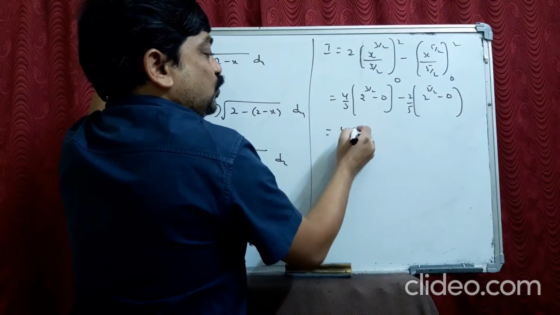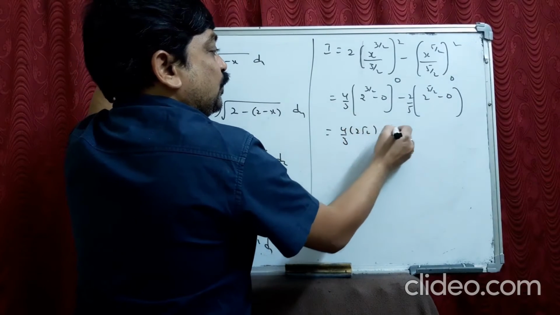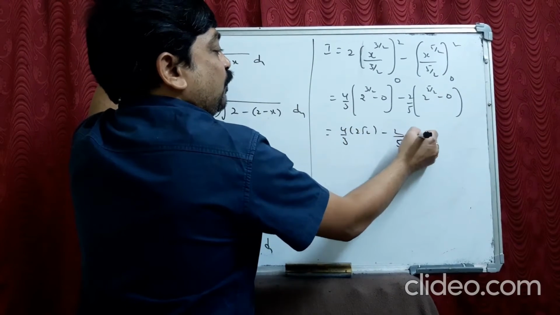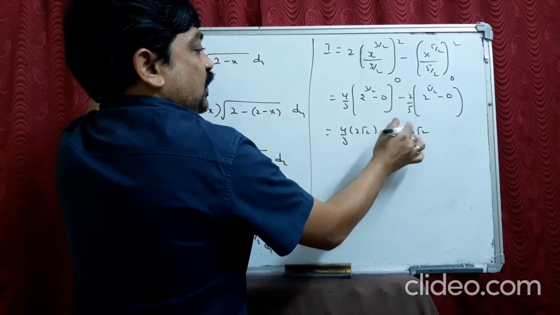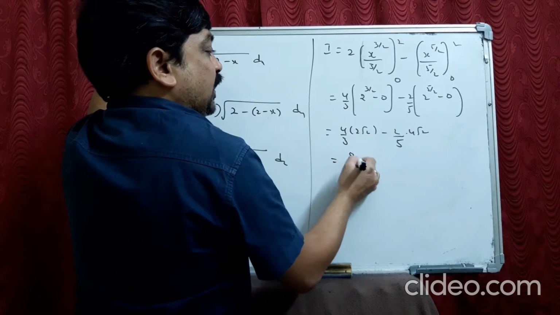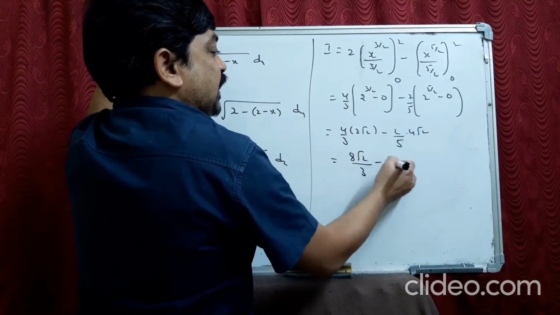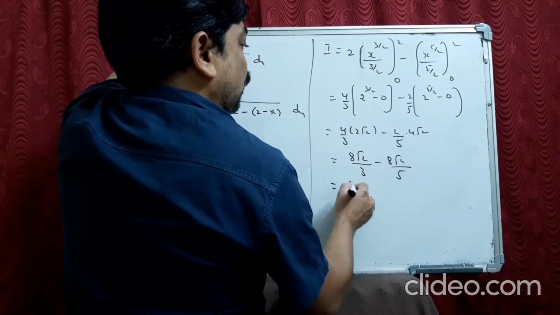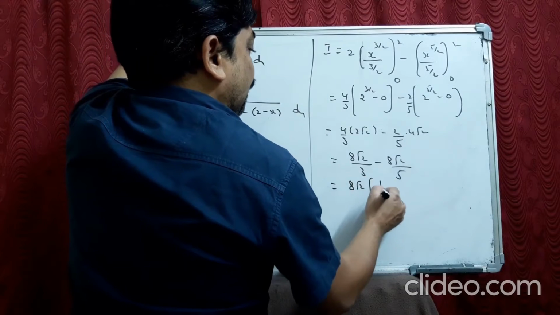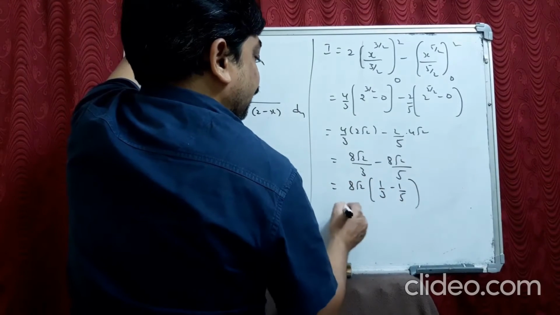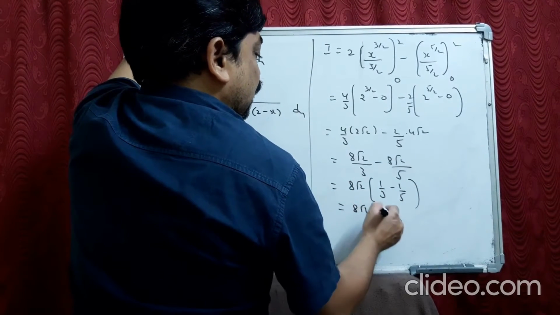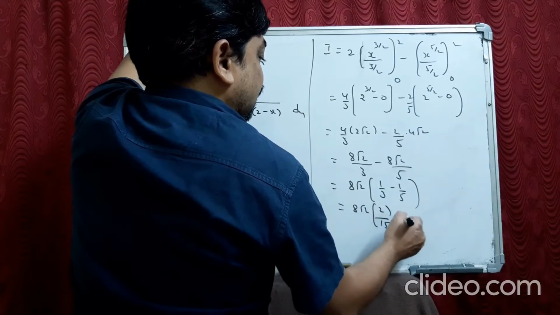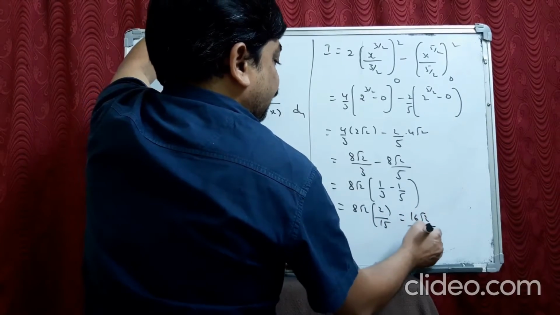4 by 3 into 2 power 3 by 2 is 2 root 2, and 2 by 5 into 2 power 5 by 2 gives 4 root 2. So it becomes 8 root 2 by 3 minus 8 root 2 by 5. So 8 root 2 is common: 1 by 3 minus 1 by 5. 8 root 2 into 2 by 15. 16 root 2 by 15 is the answer.